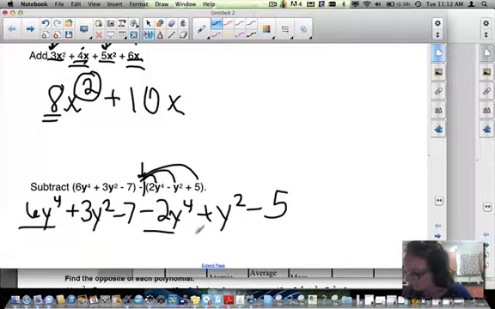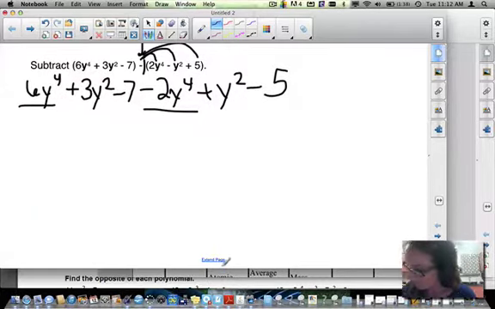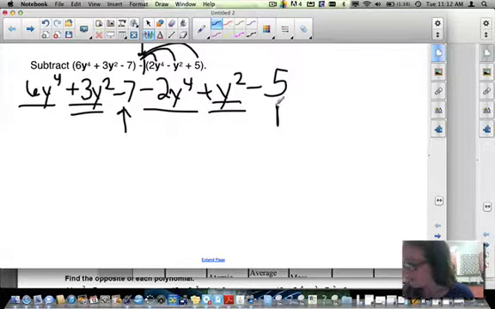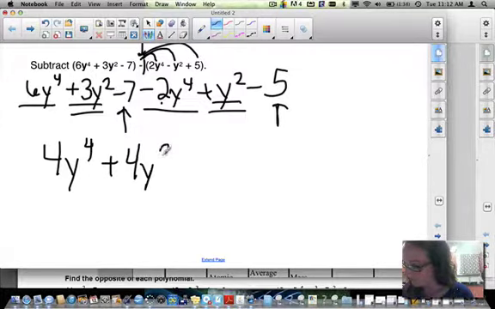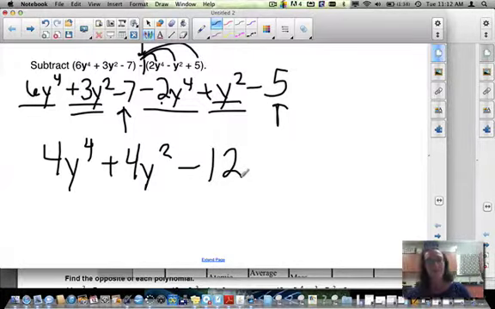So I have y to the 4th, negative 2y to the 4th. I have a 3y squared and a y squared. And then I have a negative 7 and negative 5. So combine 6y to the 4th minus 2y to the 4th. 3y squared plus y squared, and then a negative 7 and negative 5 make negative 12. All right, that concludes the podcast on polynomials.